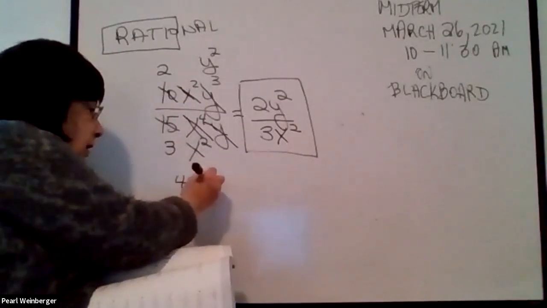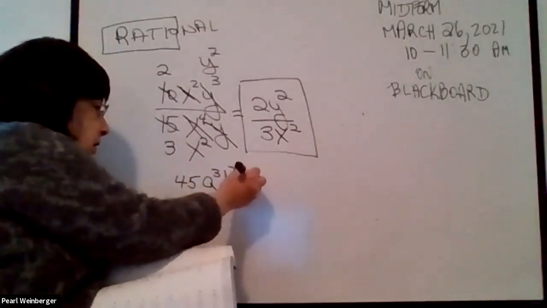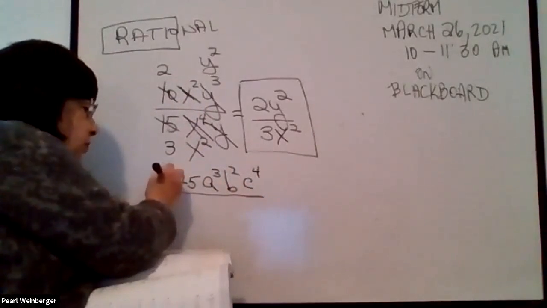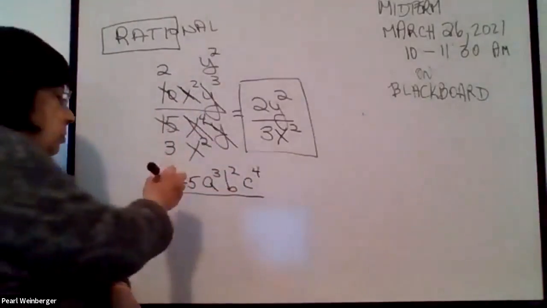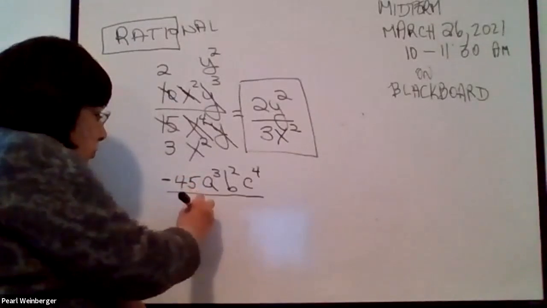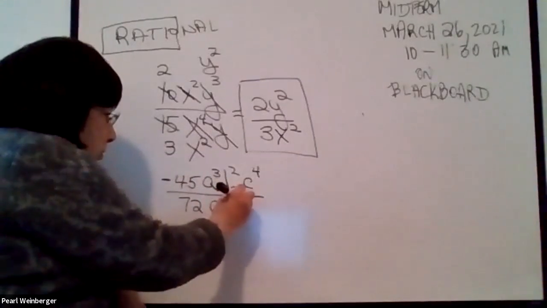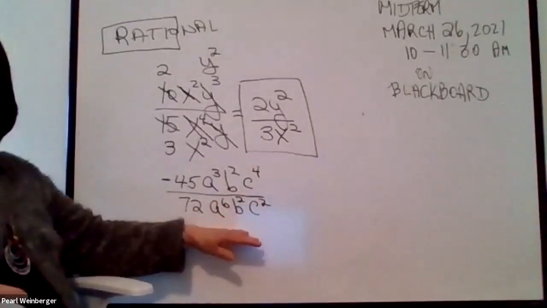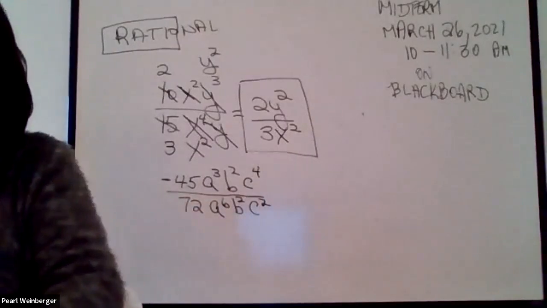45 a cubed b squared c fourth over, let's make it negative 45 just to make it a little more interesting, over 72 a to the 6th b squared c squared. See if you can reduce this fraction to lowest terms. While you're doing that, I'm going to be reading attendance.